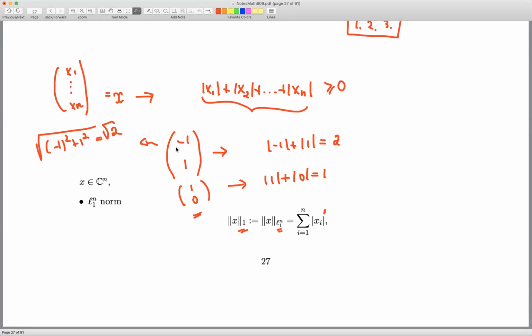So the Euclidean length, which you are familiar with using the Pythagorean theorem, of this vector is the square root of 2, but the magnitude of this vector with respect to the L1 norm is 2. So you see that for the space Rn, the same vector can have different magnitudes depending on which norm we are using to measure its magnitude.